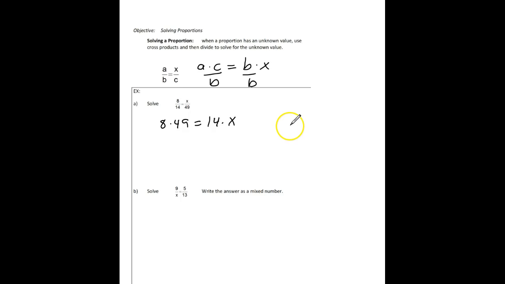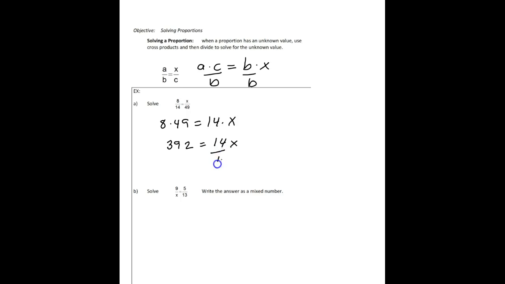I'm going to go ahead and simplify just for a moment. What is 8 times 49? Not divided by, like I just did. 8 times 49 is 392. Hopefully you're following along here. And that equals 14 times x, or we're just going to put 14x.